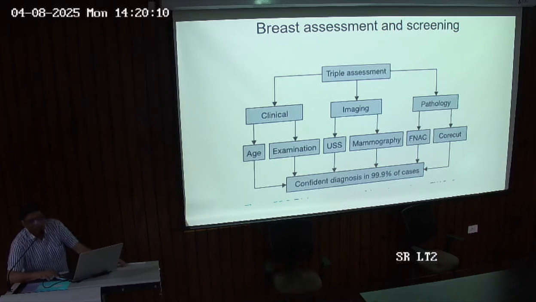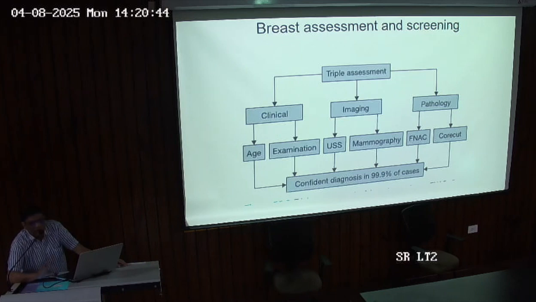So what we do in the clinical assessment is age and examination. Age means if older is the age group, that is common for carcinoma breast. Younger is the age group, more aggressive is the disease. Then on examination, the hallmarks of malignancy: if the lump is hard, if the lump has no clear-cut boundaries, if it is fixed to the breast tissue or fixed to the chest, then we have a suspicion for malignancy.